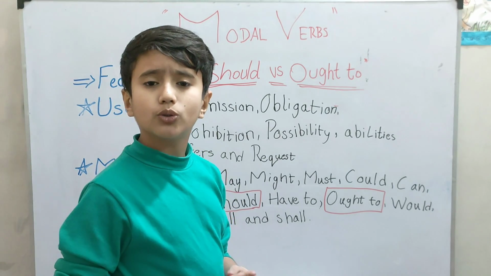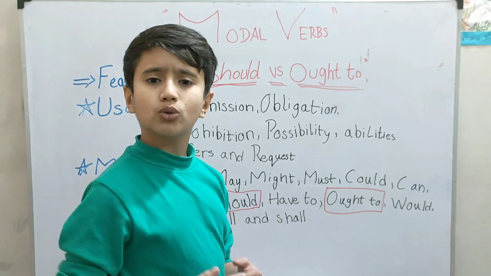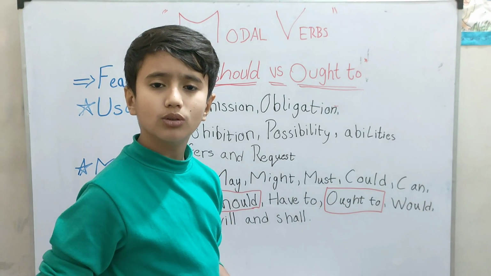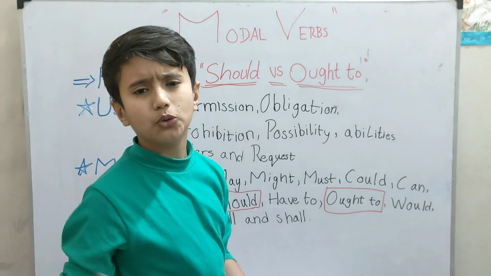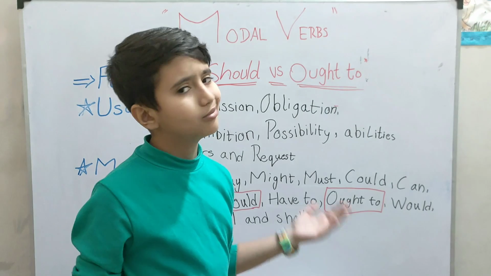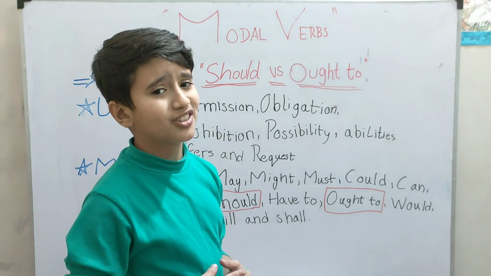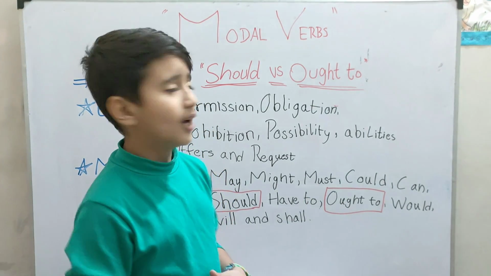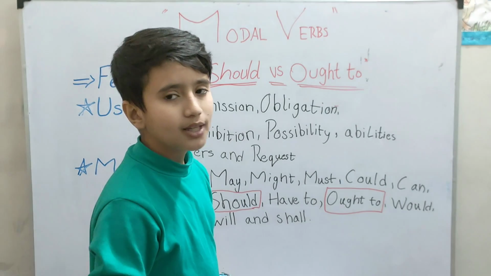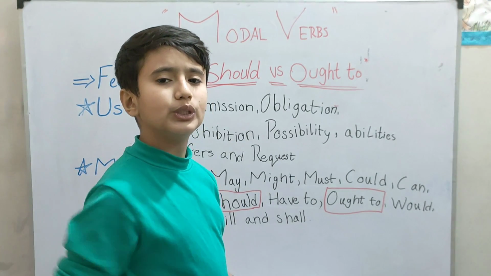You ought to go to school. You should go to school, or you need to go to school. Same thing here. You ought to go to school. You need to go to school. It isn't actually a permission. It is a thing that you have to accept: order, obligation. You ought to go to school. You need to go to school.